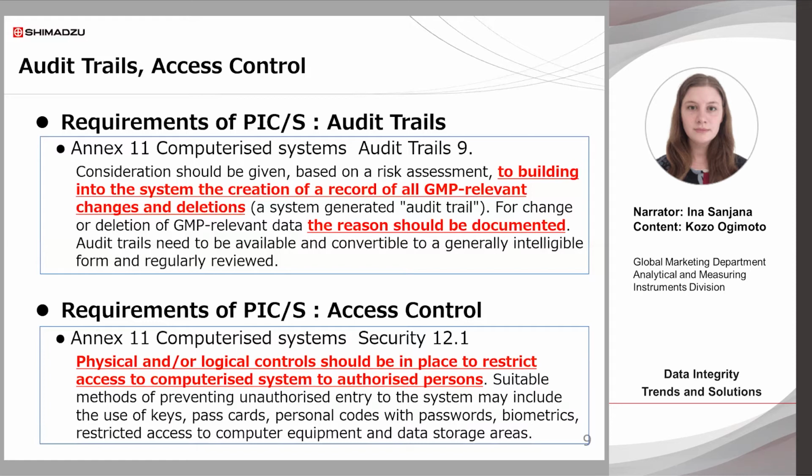The fourth requirement is about access rights. It states that physical and/or logical controls should be in place to restrict access to computerized systems to authorized persons. IDs and passwords are often used to manage access, but this in itself is not enough. Access rights should also be allocated depending on each user's responsibilities.